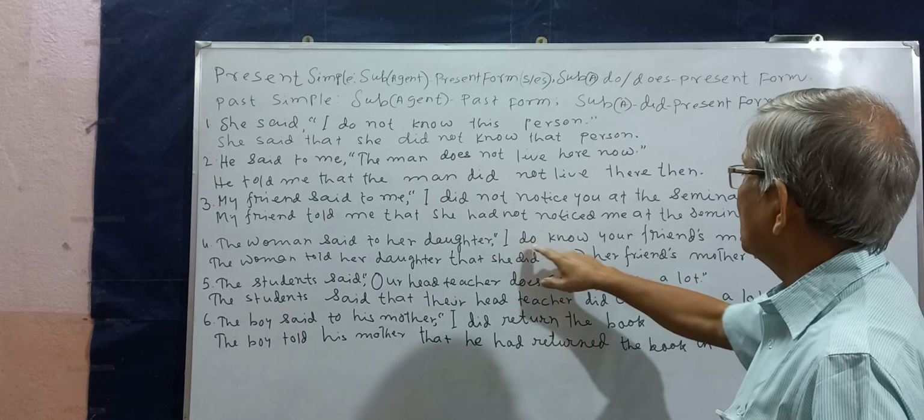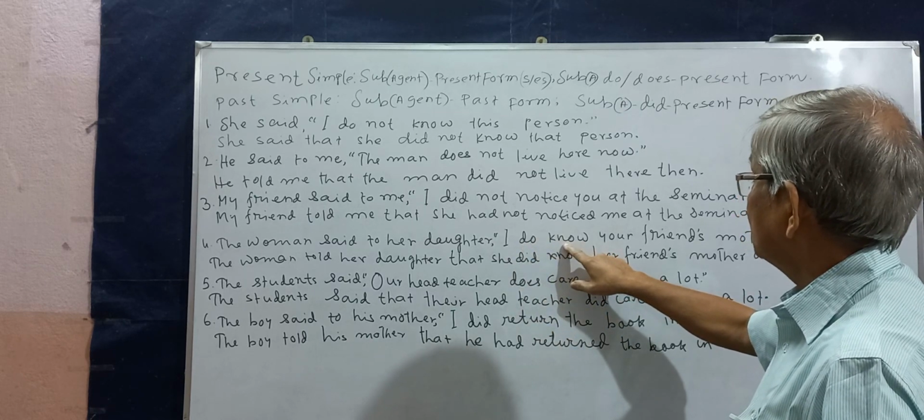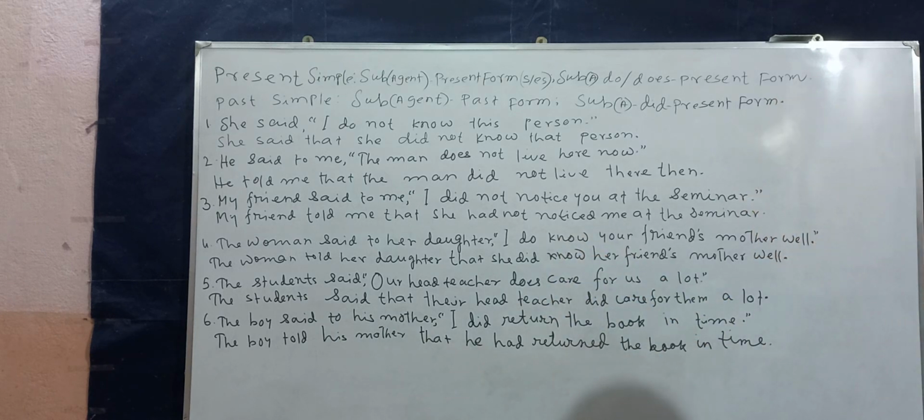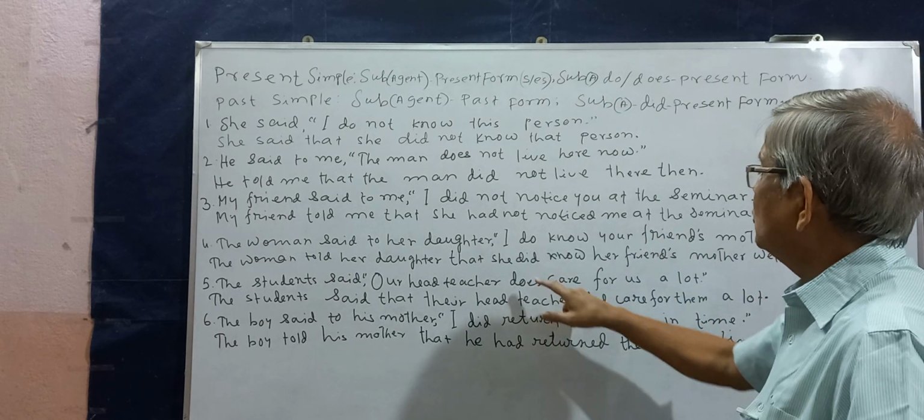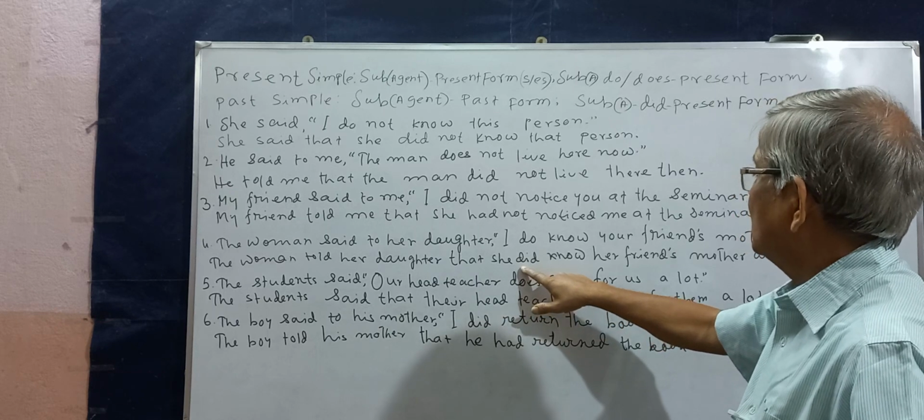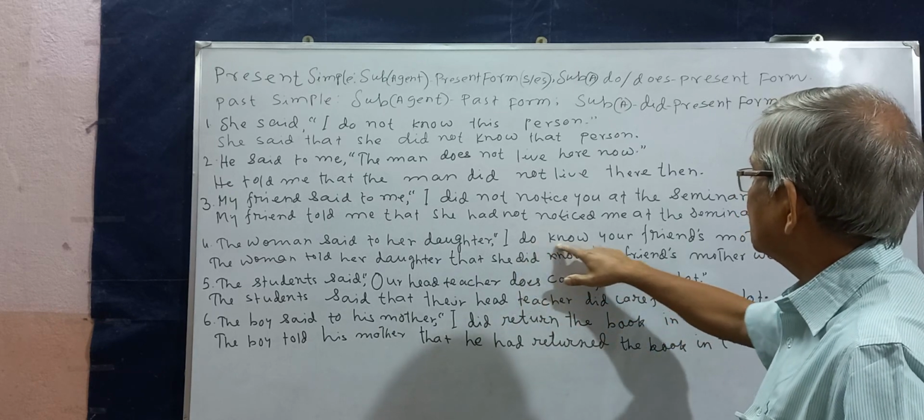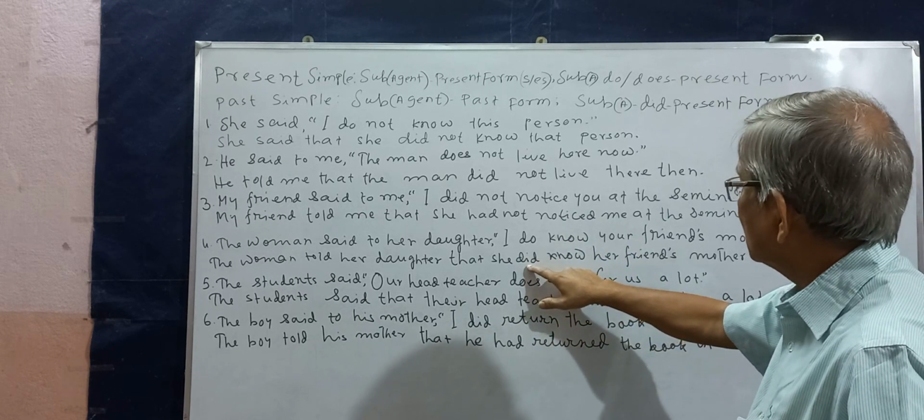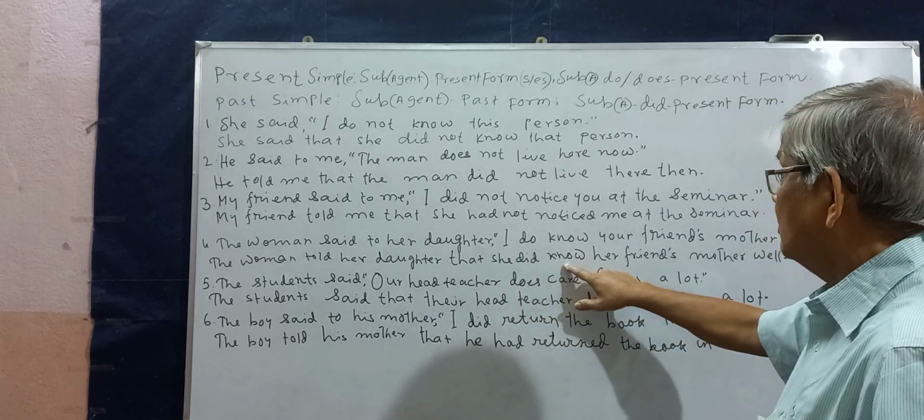We have used do to lay extra emphasis on this principal verb. "I do know your friend's mother well" means I really know your friend's mother well. So in the indirect speech we use did because here do lays emphasis on the verb. Similarly in the past tense, did also lays emphasis on the verb.